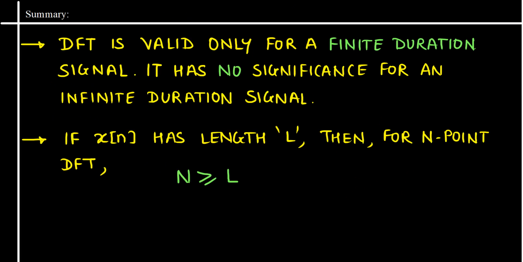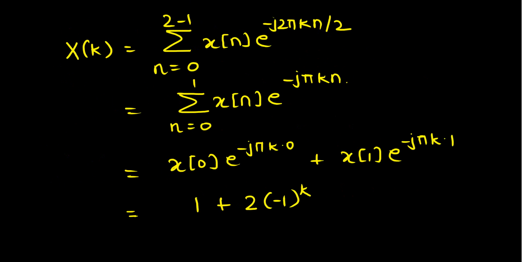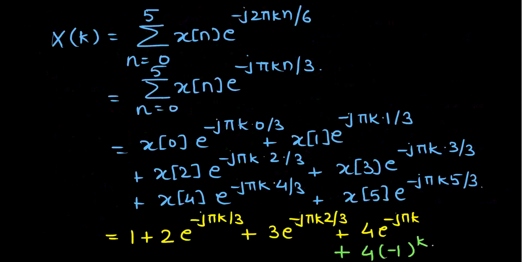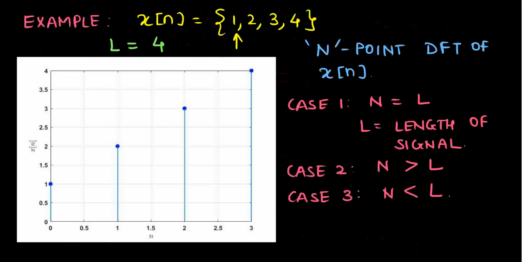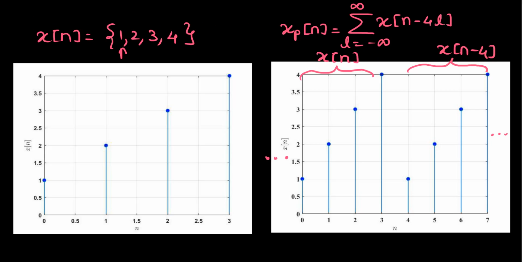So let us summarize what we have seen in this lecture. We had started with an example of a finite duration discrete time signal, 1, 2, 3, 4, that is a 4-length signal, and found the DFT for 3 cases. The first case was when the value of N was equal to the length of the signal. The second case was when N was greater than the length of the signal. The third case was when N was less than the length of the signal.